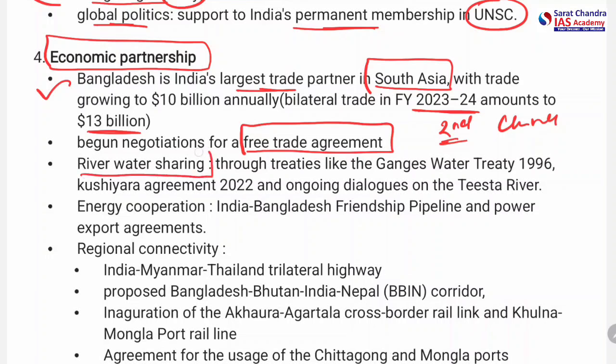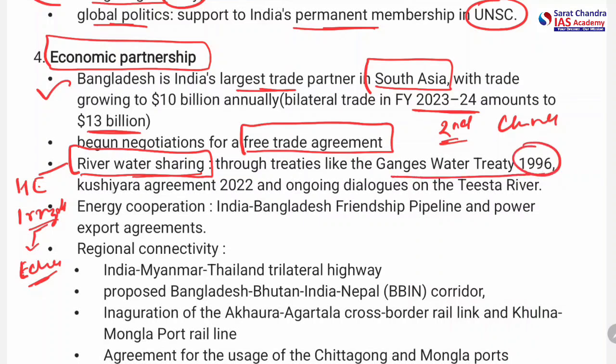Next, river water sharing, which is important for our hydroelectricity as well as irrigation, is going to help in the regional economic development of states like Assam and West Bengal. This river water sharing agreement also makes a very important pillar. For example, the Ganga Water Treaty of 1996, as we discussed earlier, the Kushiara Agreement 2022, and the ongoing dialogue on the Teesta River water sharing agreement. These make the pillars of river water sharing.